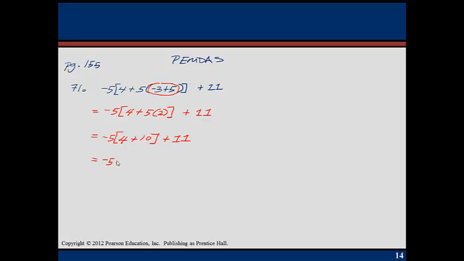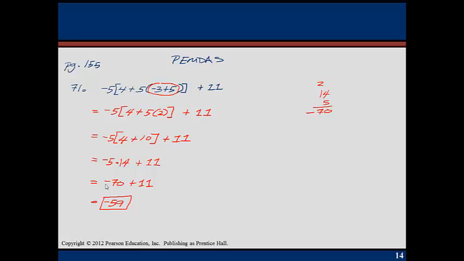So now it's going to become negative 5 times 14. What's going on between negative 5 and the bracket? Multiplication. Plus 11. So now we have negative 5 times 14 plus 11. So of course we're going to multiply first. And we're going to end up getting negative 5 times 14, and that would be negative 70 plus 11. And we finish it off by adding, and you should come up with negative 59.